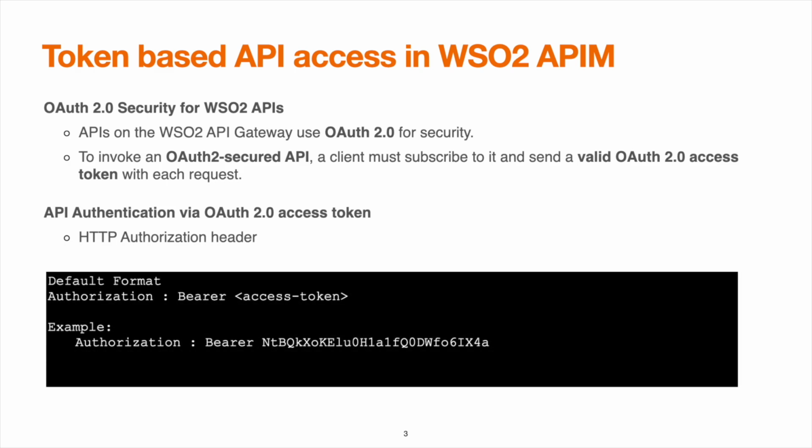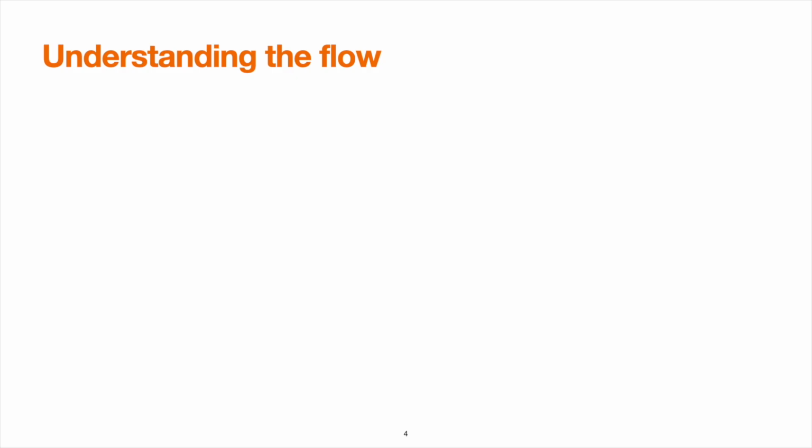Here you can see a sample default format with sample values. The string you can see here is the sample value for the access token that is being sent from the client application. Mostly it is a JWT or opaque token in some scenarios.